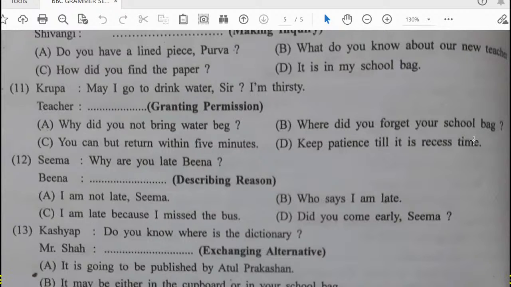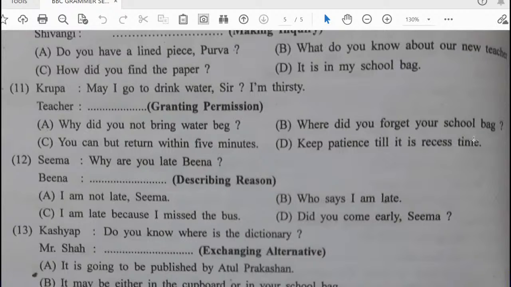Why did you not bring water back? B. Where did you forget your school bag? C. You can, but return within 5 minutes. And option D. Keep patience till it is recess time. So granting permission, so no chance for asking patient, why did you not bring water?